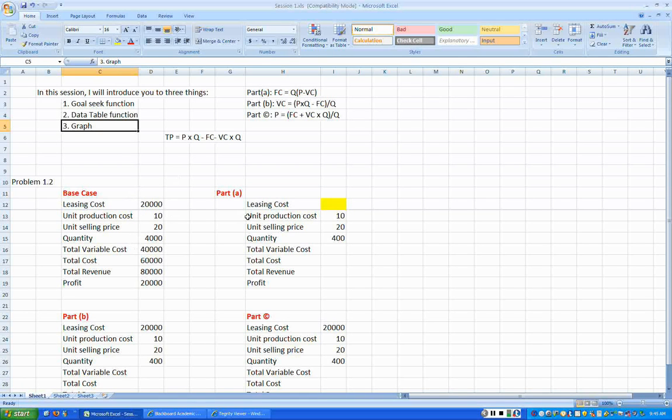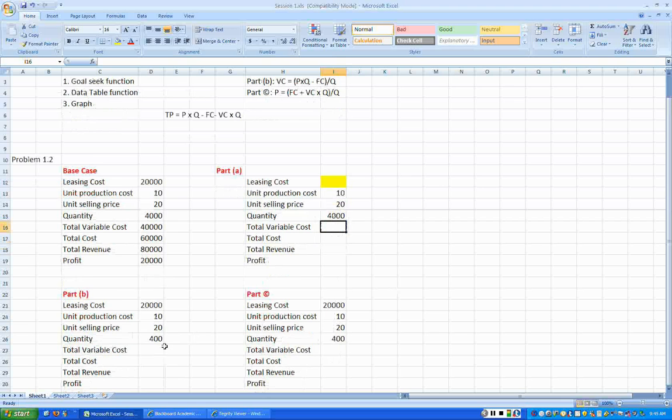So in part A of problem 1.2, what they ask is how large the leasing cost could be in place of $20,000 for 4,000 units that they are producing and selling before it becomes not profitable. Okay, so that is what we have to find.